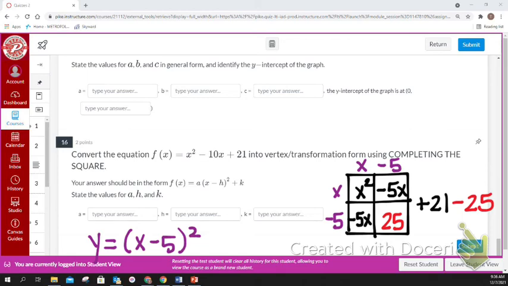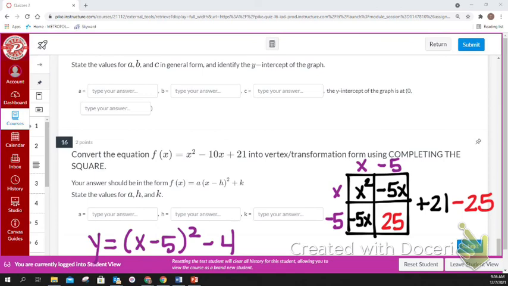And then what do you get here? What is 21 minus 25? 4. Okay, so what is 21 minus 25? Negative 4. So when you look at this equation, what is A, H, and K?